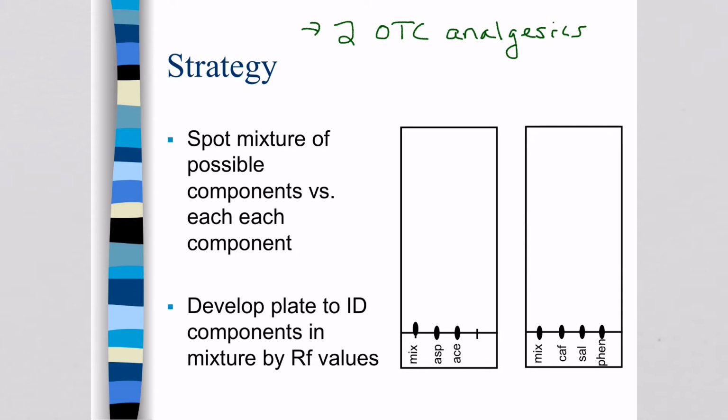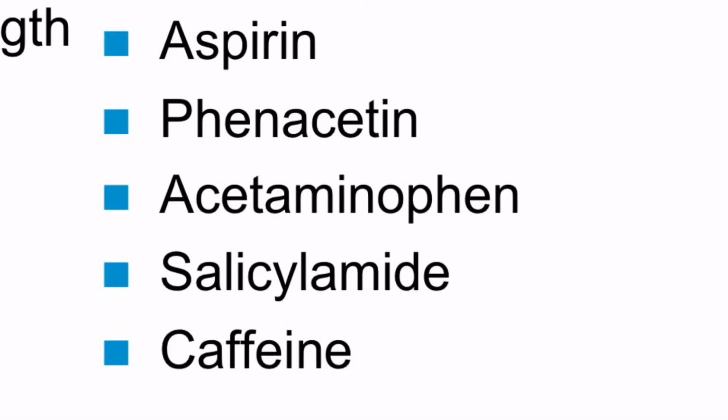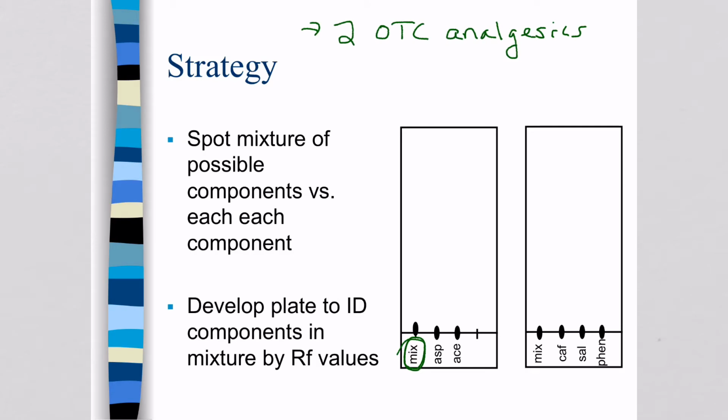So here are 2 TLC plates. The first thing you're going to spot on the TLC plate is a mixture. What is that a mixture of? It's going to be a mixture that contains all 5 of these compounds. Then what you'll do is you will spot on the plate adjacent to that mixture. Here on the first plate, plate number 1, we've spotted aspirin and acetaminophen. And then we have a second plate here, and we've spotted, in addition to the mixture, caffeine, salicylate, and phenacetin. So that's plate number 2.